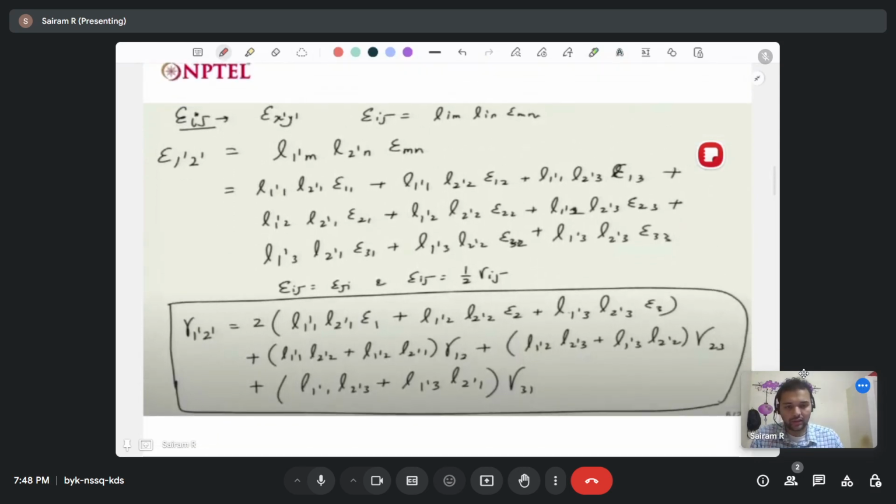The professor has also solved the equation for epsilon 1 prime 2 prime, or gamma 1 prime 2 prime. Again we have to remember that in the case of stress, sigma 1 prime 2 prime equals tau 1 prime 2 prime, but in the case of strain, epsilon 1 prime 2 prime is not the same as gamma 1 prime 2 prime, because epsilon 1 prime 2 prime equals 1 by 2 gamma 1 prime 2 prime. Sorry for writing it on top of these notes.